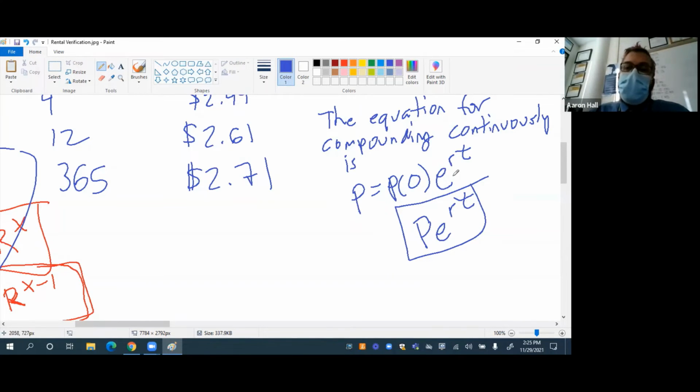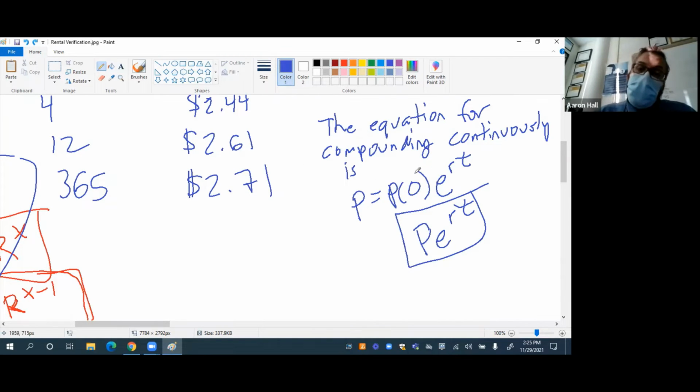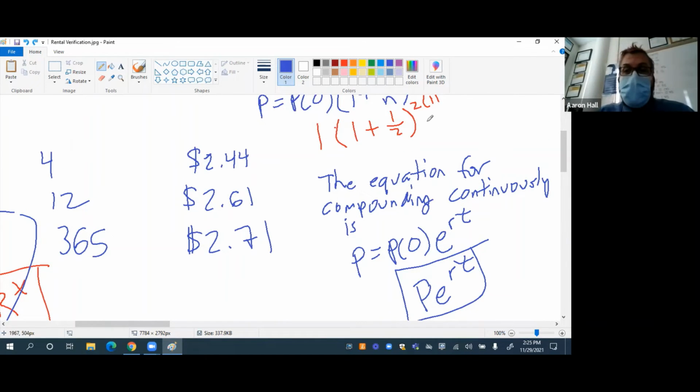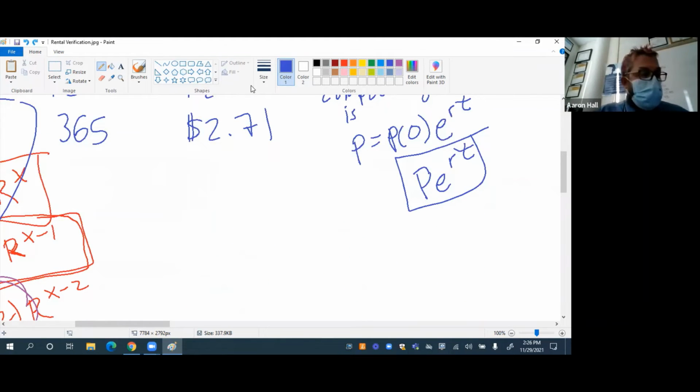What is the point of E? Why do we have this number E? To compound continuously. This is actually going to be a really important value when we continue on with calculus. You will see E quite a bit. And so I want you to understand where E comes from. And it comes from this idea of compounding continuously. So we're going to move on.